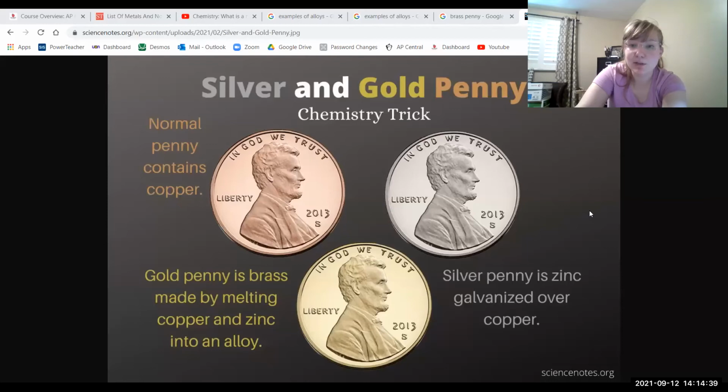If you're wondering what that penny would look like, here I just pulled up, it's not the best image ever, but normal pennies kind of have this look to them, like a rose gold. If we decide just to put more zinc on top of the penny, it'll stick real good and you can get a silver looking penny. And then if we melt them together, the zinc inside, copper on the outside, you can get this gold looking one.